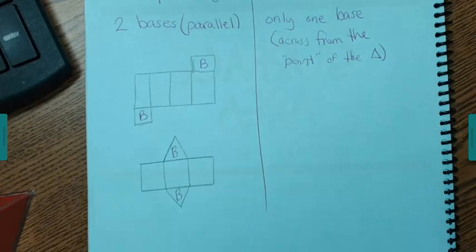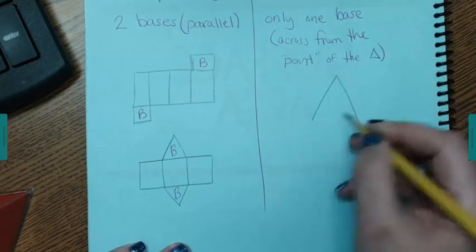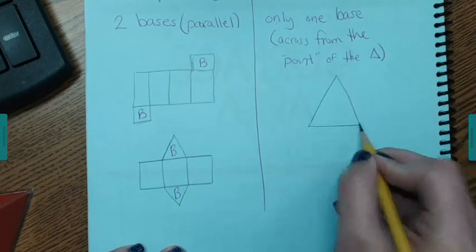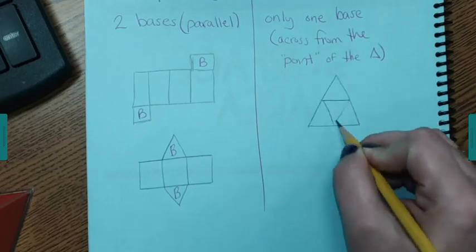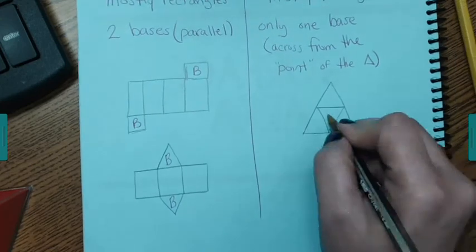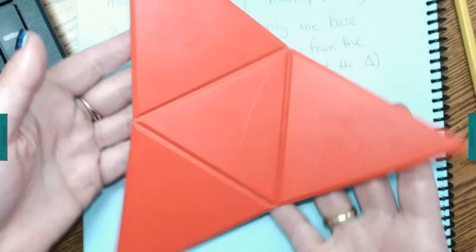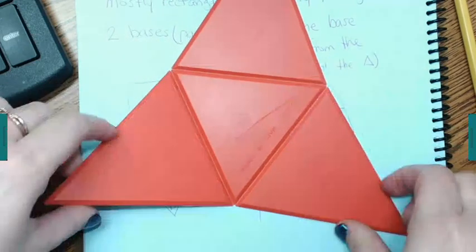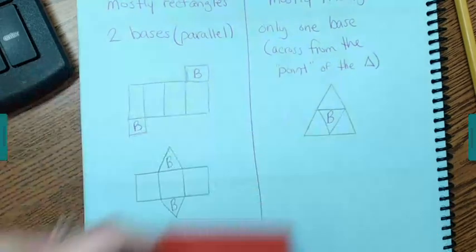So let's draw these real quick. The first one's easy. Just draw a big triangle. And then we're going to draw a line there, and then make that into a triangle. And now you have 4 triangles. And then the center one's going to be my base. So that's what this one looks like. It's just one big triangle broken into 4 pieces. I fold these up. This one is opposite the point, so that is my base.